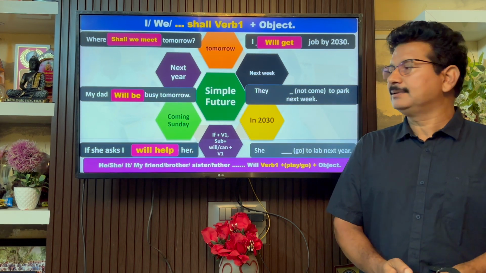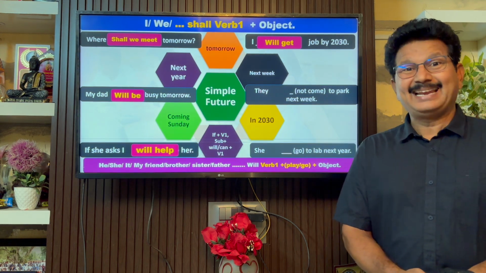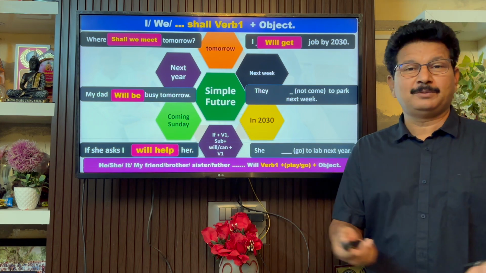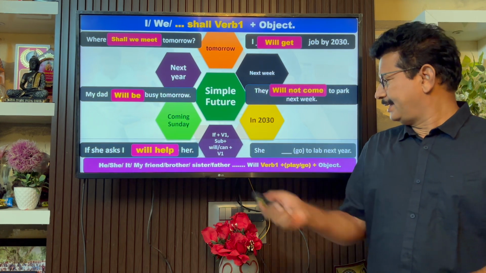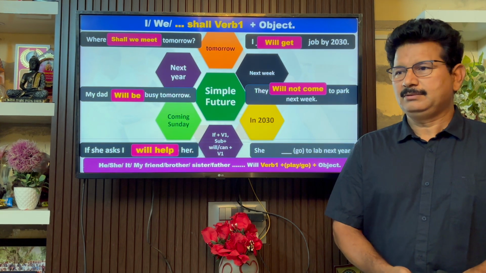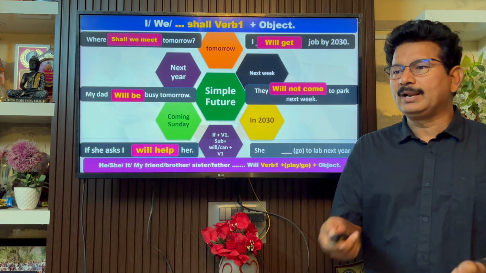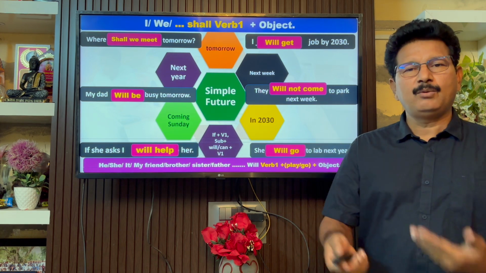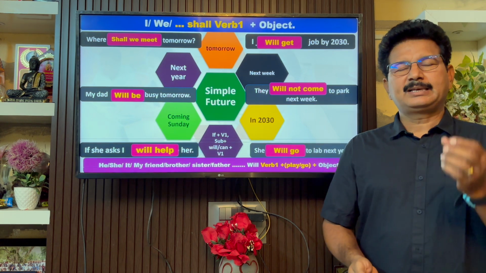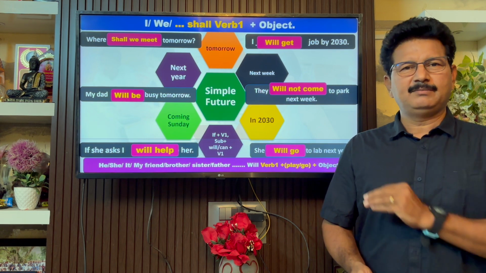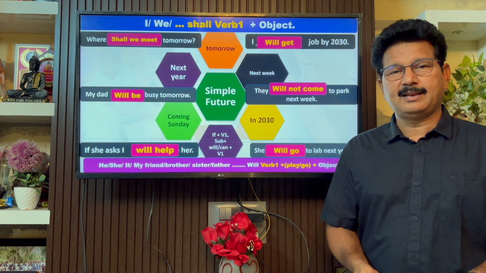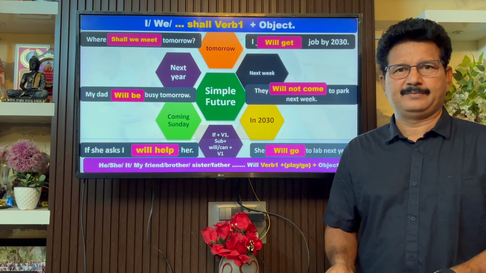And the next one is, they not come to park next week. What is the keyword here? Next week. So you can say, they won't come to the park next week. And the next one is, she dashed to lab next year. So the answer would be, she will go. Right? This is how you have to answer the questions related to simple future. So the key is to find the keyword, then identify the tense, and then identify the type of sentence, and then follow the sentence pattern.